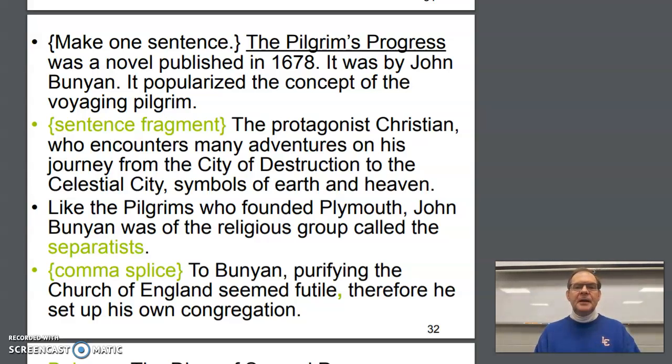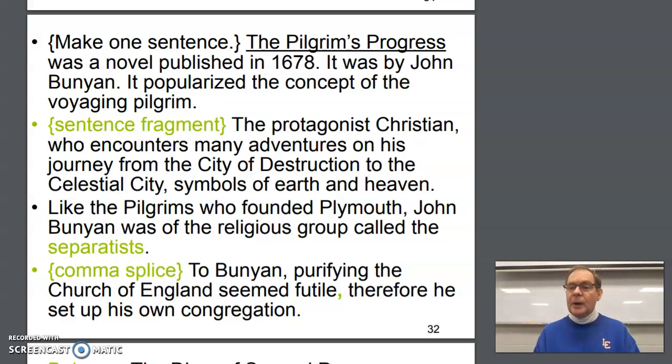Like the Pilgrims who founded Plymouth, John Bunyan was of the religious group called the Separatists, capitalized Separatists. To Bunyan, purifying the Church of England seemed futile. Therefore, he set up his own congregation. This is a very, very common error.